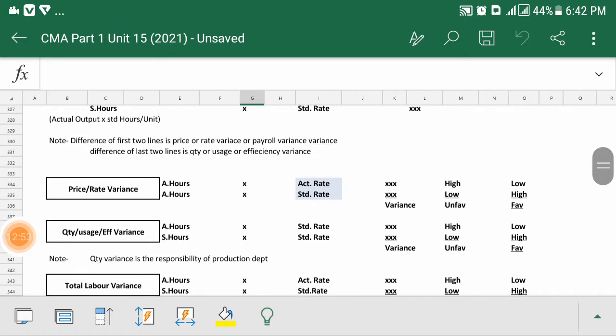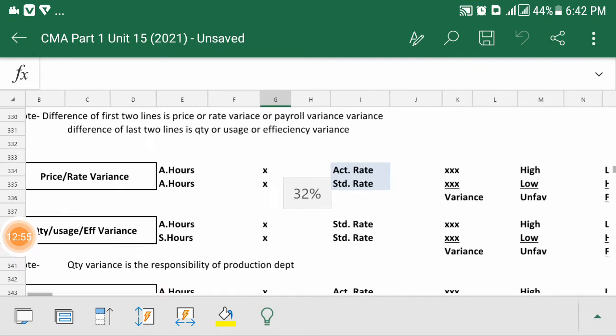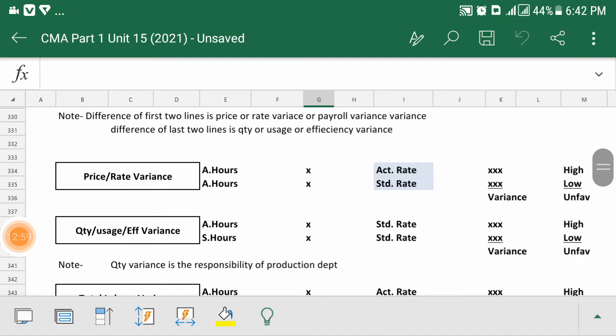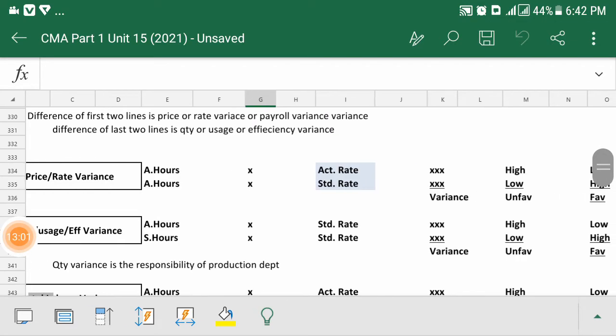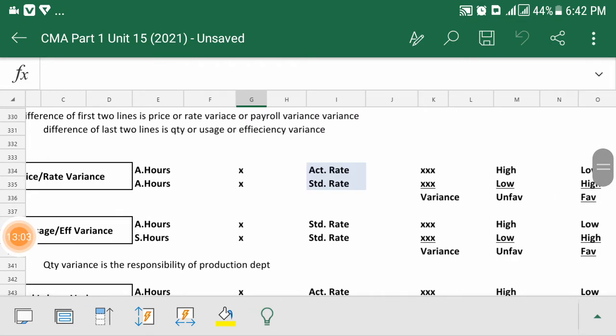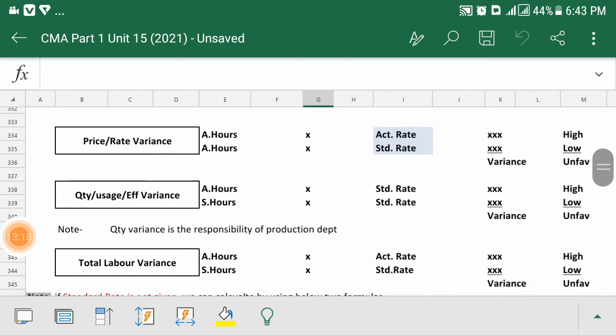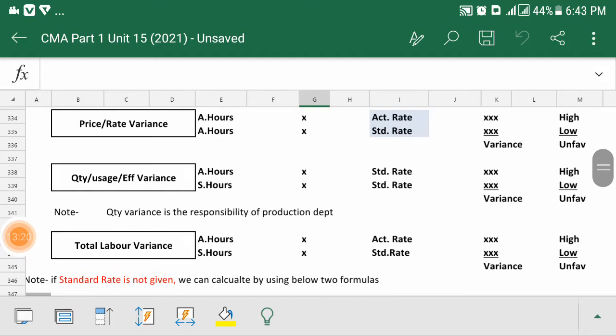Even in the rate variance on the actual hours, it is written that it is actual and standard. Labor hours means that it is a cost. So if your actual cost is more than the standard, then it will be unfavorable, and if your actual cost is less than the standard, then it will be favorable. So you can use it this way. I hope you understand this line.